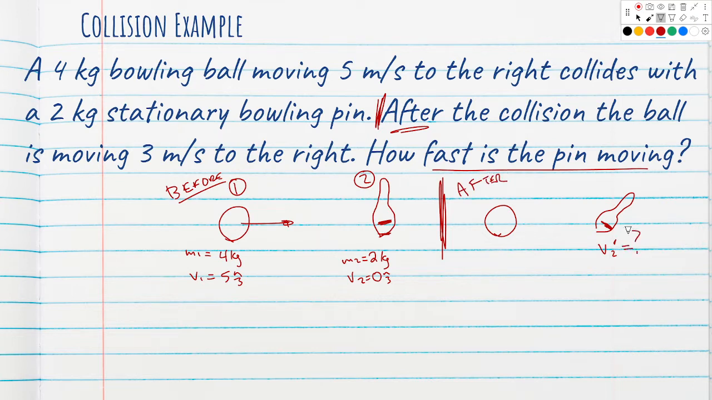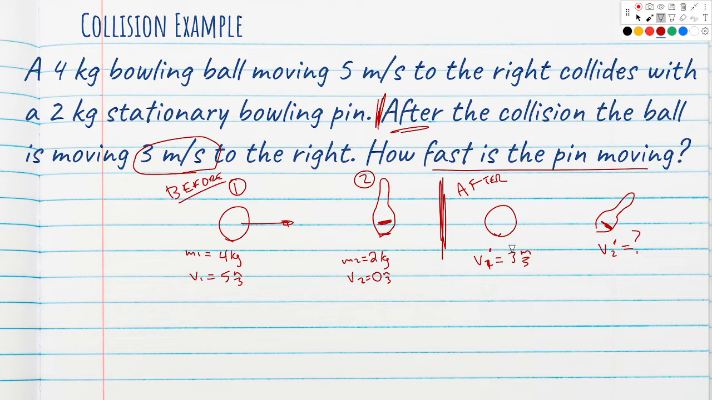So V2 equals question mark. They do tell me that the ball is moving 3 meters per second to the right. The bowling ball doesn't usually come back and hit you when you go bowling, right? I'm sorry, that should have been V1 prime. Okay, so mass 1 is the ball, both before and after. It's 4 kilograms both times.